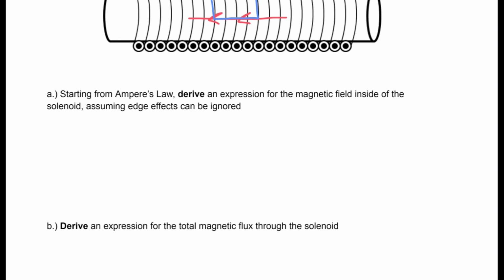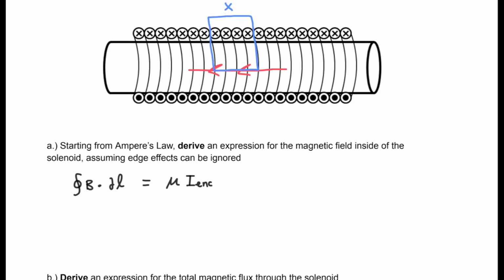So first we start from Ampere's law. Ampere's law states that the magnetic circulation, which is the integral of B dot dl, is equal to mu times the total current enclosed. I'm just avoiding writing the word core at the end because I'd have to keep rewriting it. For our circulation, we have a B field circulating just for a distance x, because it's only the horizontal segment inside the solenoid that contributes to this line integral.